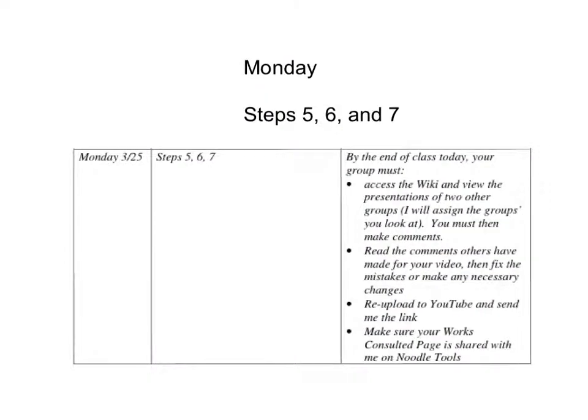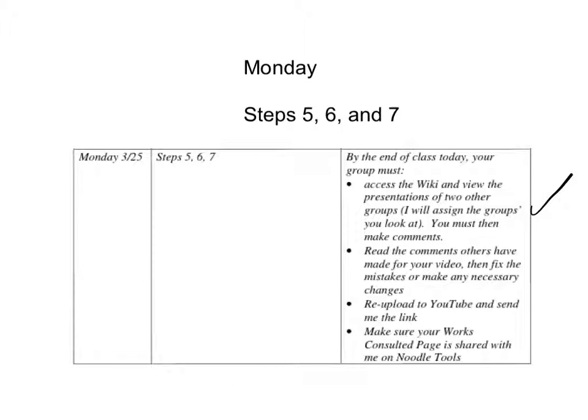And on Monday, you should be working on steps 5, 6, and 7. So here you're going to access the wiki, which all of you have been included on. I've shared it with all of you. You should have access to it. And view the presentations of 2 other groups. I'm going to email you that. It'll be in your email. It'll tell you exactly which groups you're looking at. You can do more, but you can't do less.